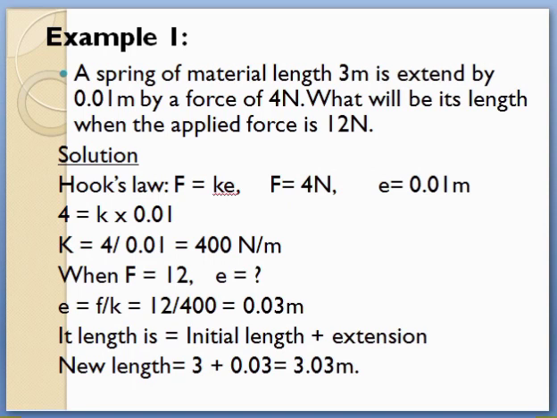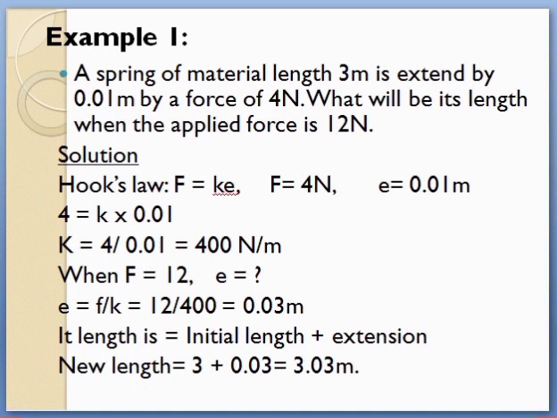By making K the subject of formula, we have 4 divided by 0.01, and when this is divided, we have it to be given as 400 Newton per meter. So the question further said that what will be the length when the applied force is 12 Newton?